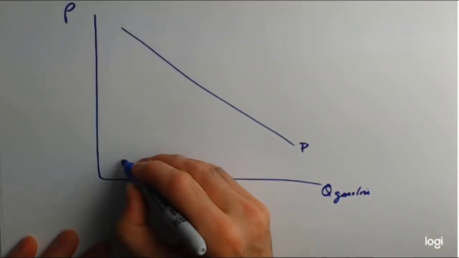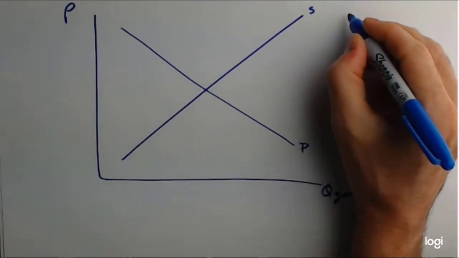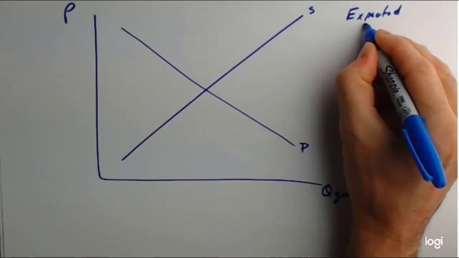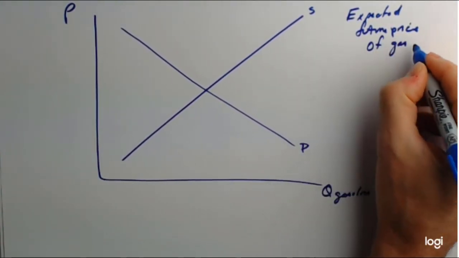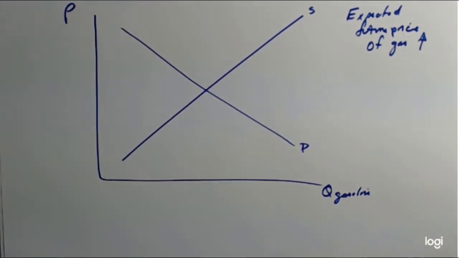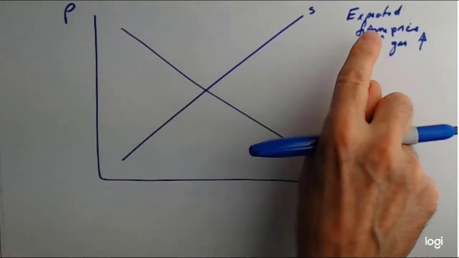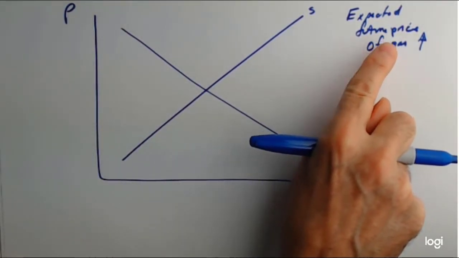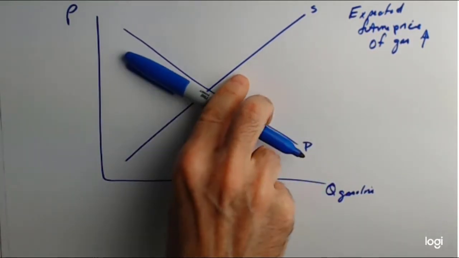We have demand, we have supply. So what happens now if the expected future price of gasoline goes up? Suddenly you expect the price of gasoline to go up. It hasn't gone up yet, but we expect it to go up. Now the important point here is to recognize this is the current price of gas right now. It's not the expected price of gas. So when the expected future price of gas changes, it's going to shift these curves.